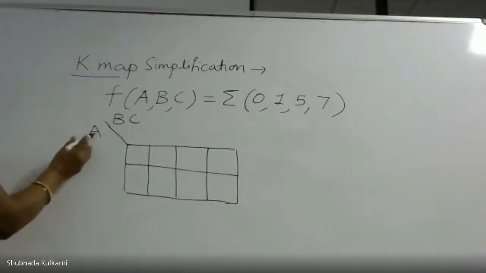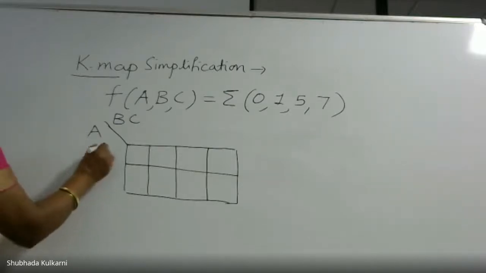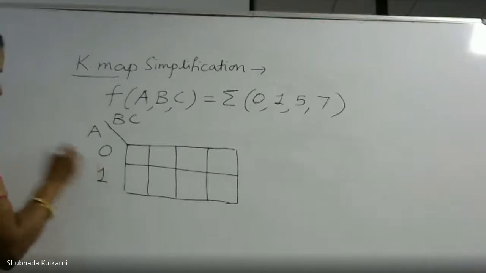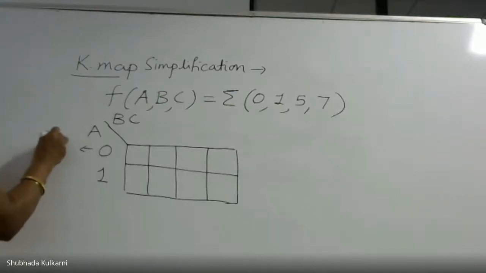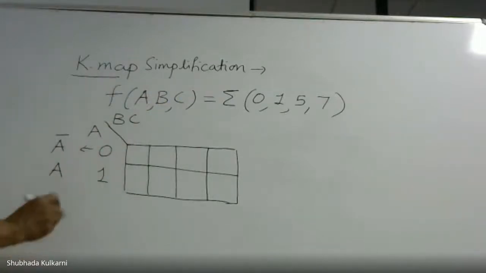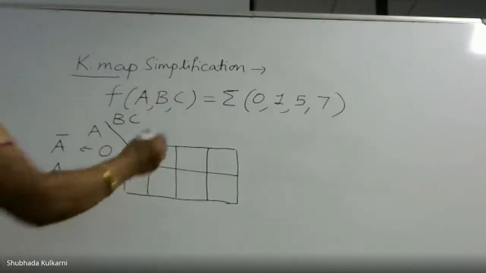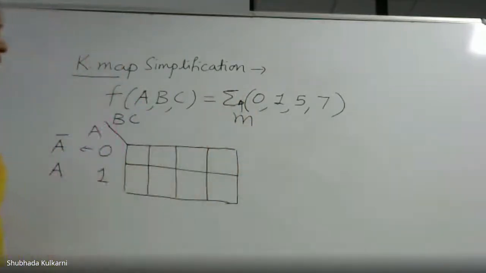Now row side, how many variables? A, only 1. So A can have 0 value or 1 value. This is the binary value. And in terms of variable, its value is A bar and here it is A. Now why A bar? Our approach is sum of min terms. Here my small m is missing. Actually I should add even small m at this point. Sum of min terms 0, 1, 5, 7.